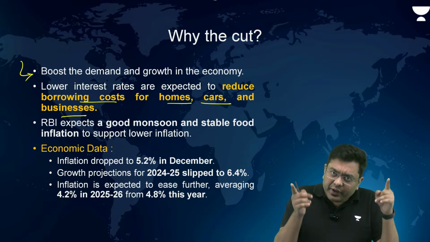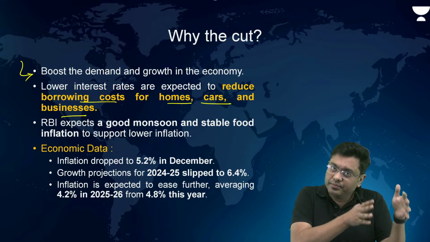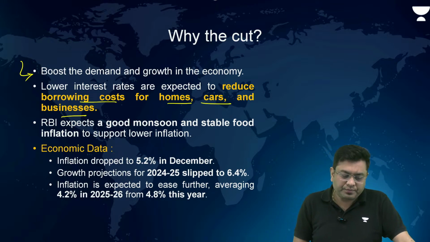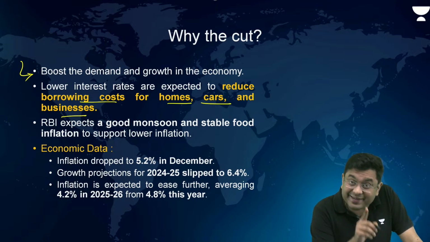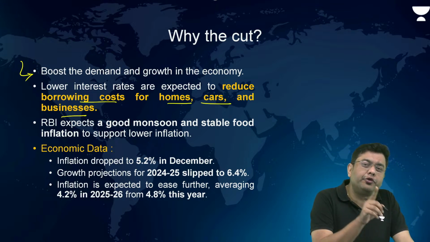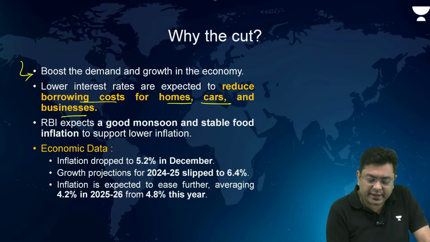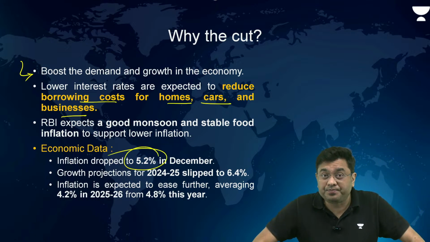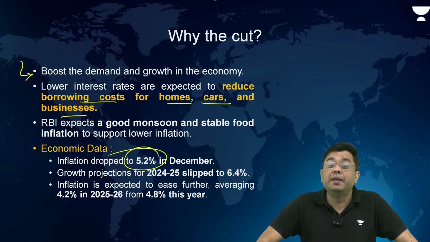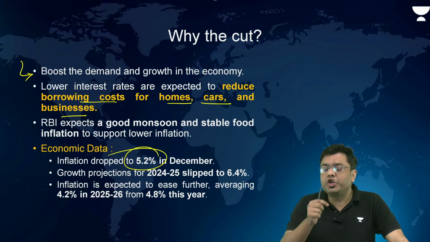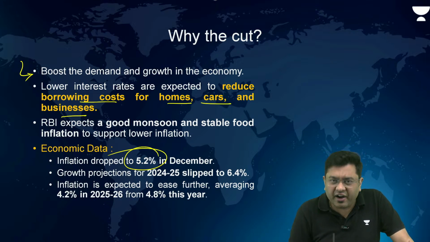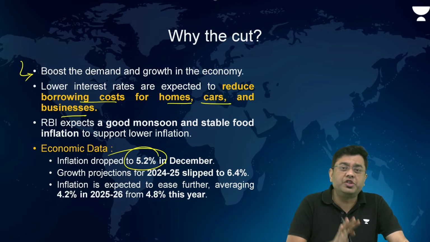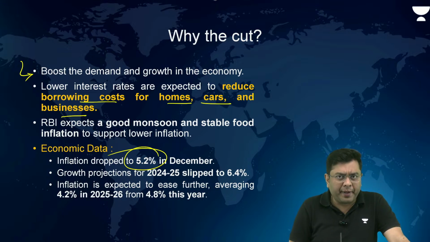So this is in consonance and dovetailing with the government's fiscal policy as well. Now, this cut is on the basis of lowering of the inflation rate, because inflation dropped to 5.2% in December. And in January, the projection is that inflation can cool down to around 4.5%. So very much within the RBI's tolerance parameters.